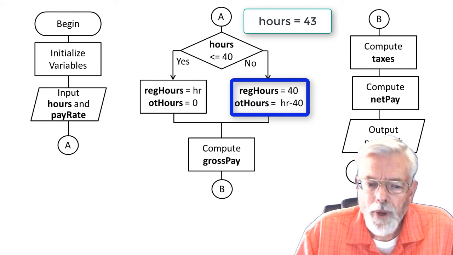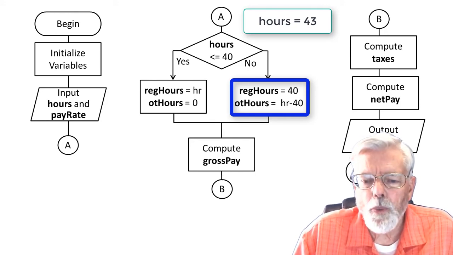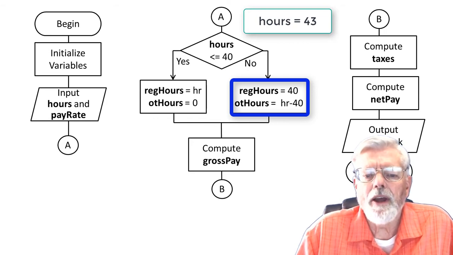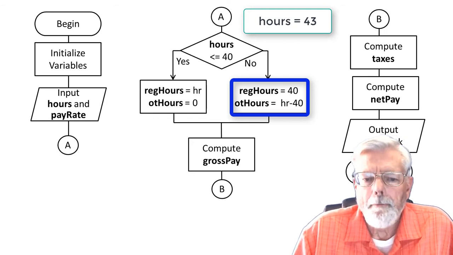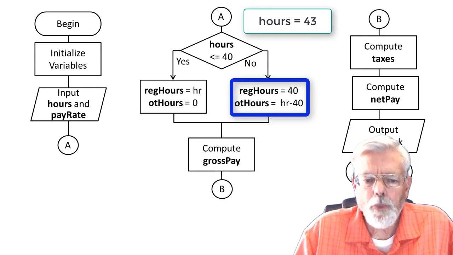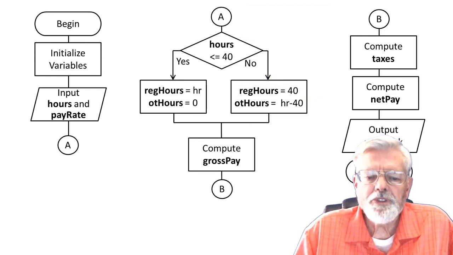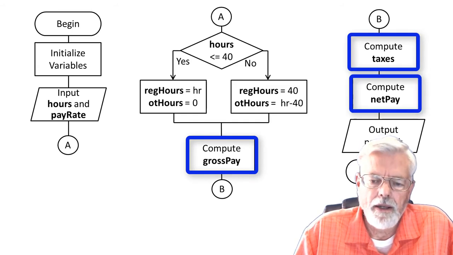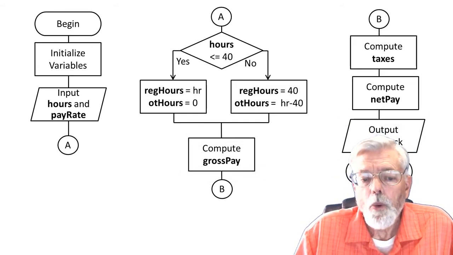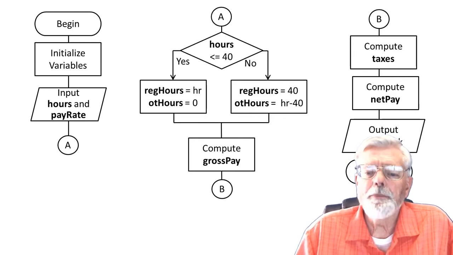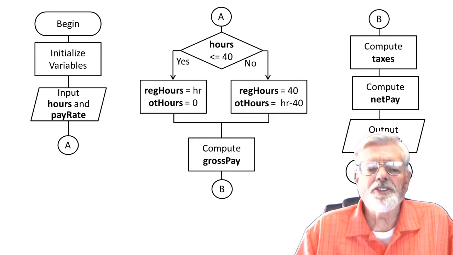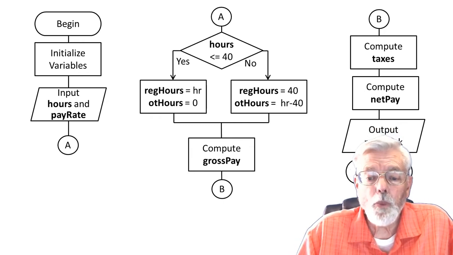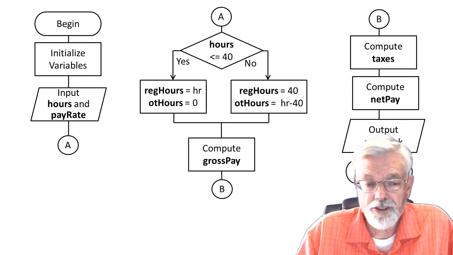If hours is 43, then the person worked 40 hours at regular pay and had 3 hours of overtime. Overtime hours equals hours minus 40, which is 3. We can then proceed to compute the gross pay, payroll taxes, and net pay, and then display them. We need to remember that payroll tax is computed on the money that you make, and sales tax is collected on the money you spend.